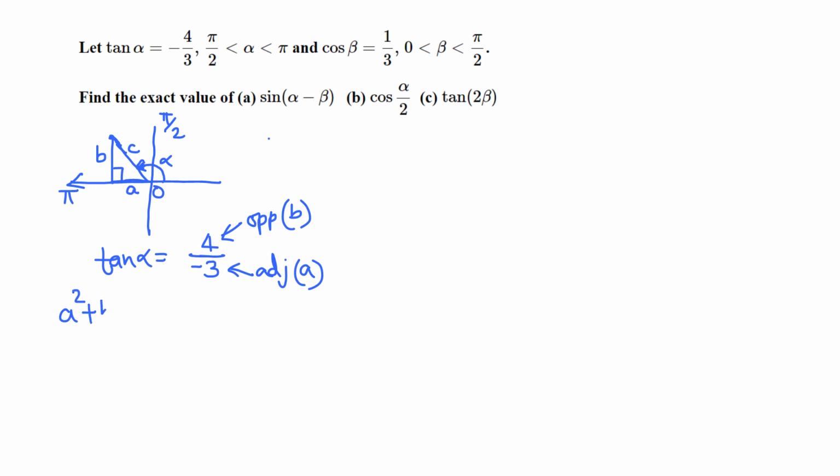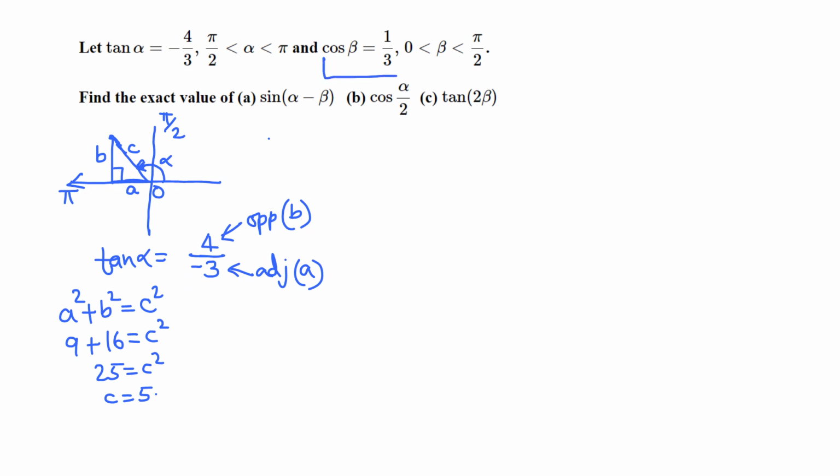A squared plus B squared equals C squared. A is negative 3, negative 3 squared is 9, B is 4, 4 squared is 16, equals C squared, 25. Take the square root, so C equals 5. Now we got all three sides, we can find any trig function.